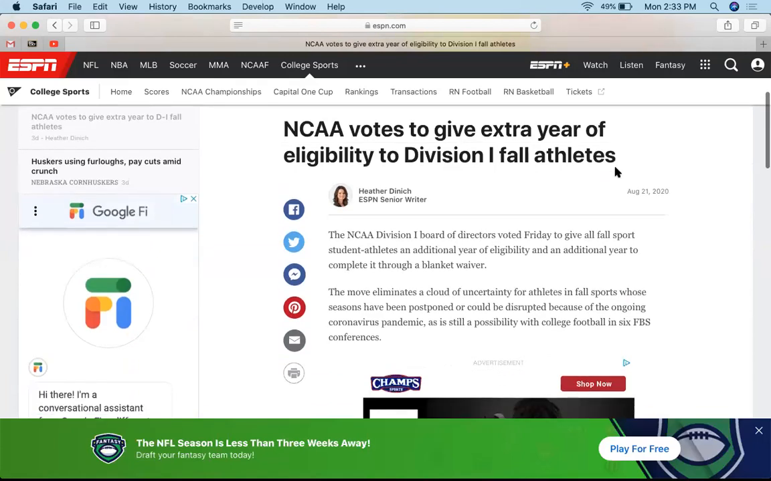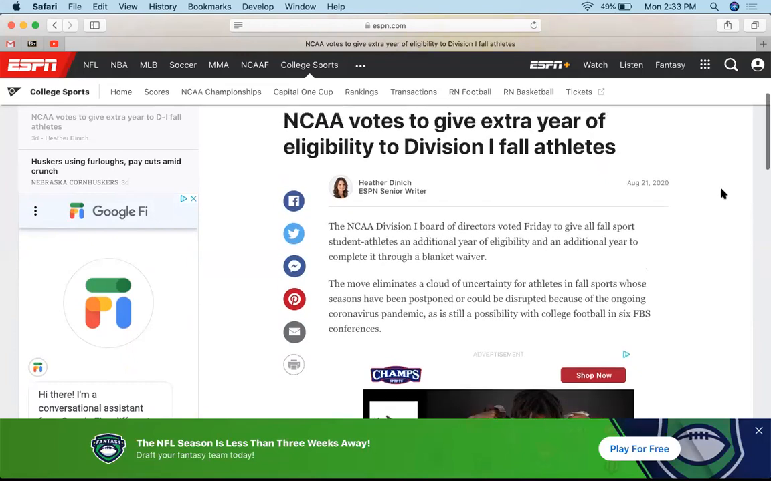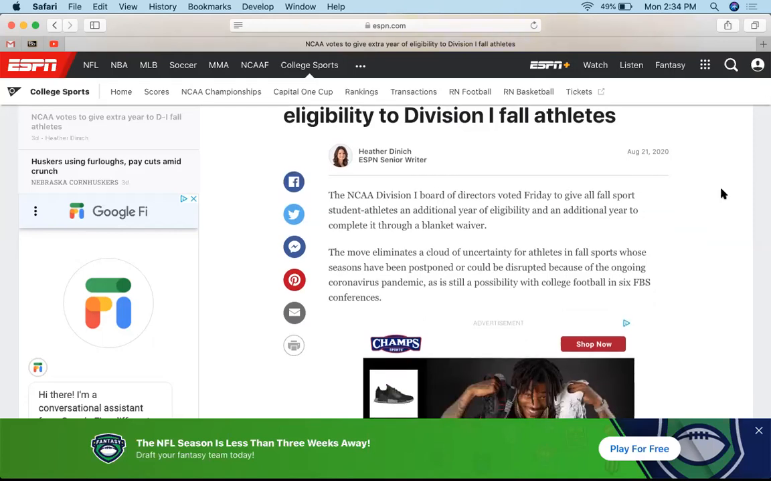Okay, so Isaiah, this article is about how the NCAA has decided to give all fall athletes another year of eligibility because of COVID-19. There are like 4 or 5 quotes from one of the people on the chair of the NCAA talking about why they decided to give athletes the extra year, and how basically if you have played a sport from the time COVID has started to now, you're gonna have an extra year to play whatever sport you're playing.